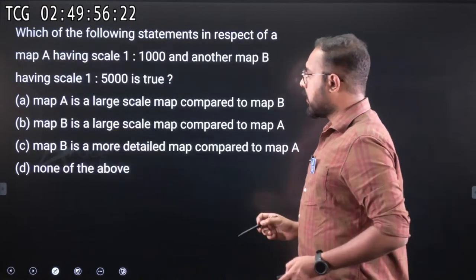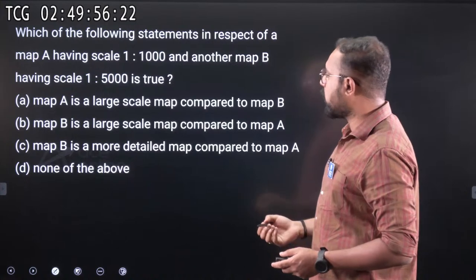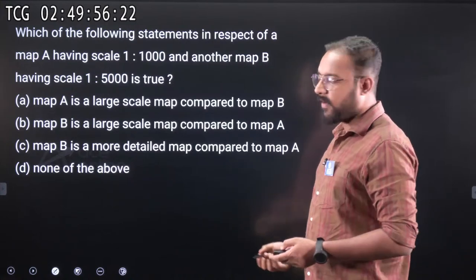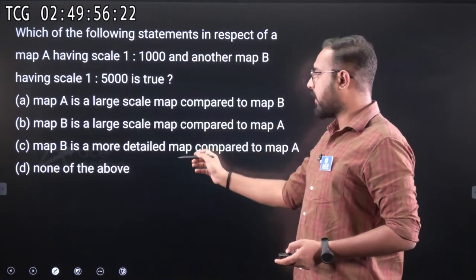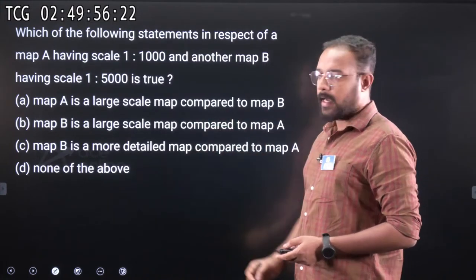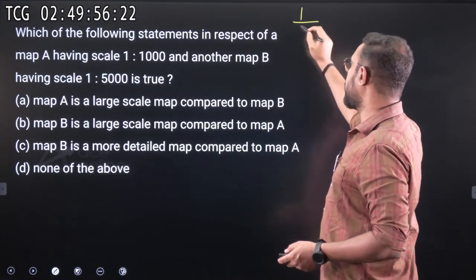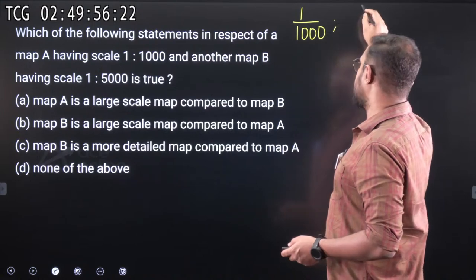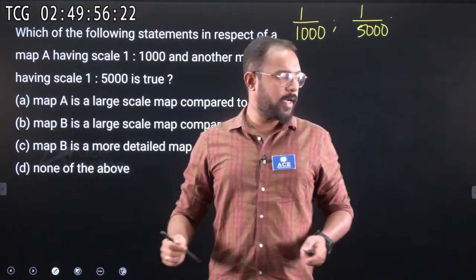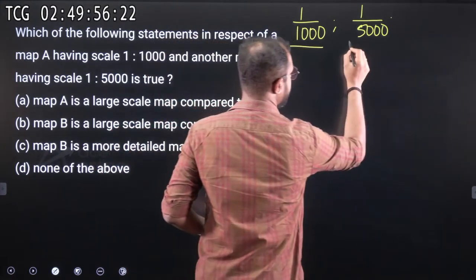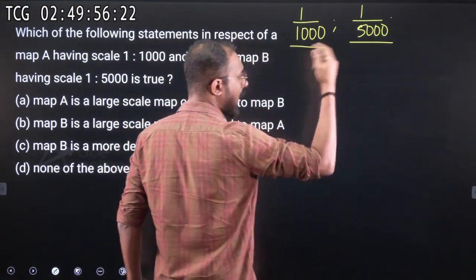Okay. Which of the following statements in respect of map A having a scale of 1 in 1000 and another map having a scale of 1 in 5000 is true? Map A is having large scale, map B is having large scale, map B is more detailed map, none of the above. So you look at the RF here. The first RF is 1 upon 1000. Then the second RF here is 1 upon 5000. So look, these two are fractions. Which fraction is higher, which fraction is larger?